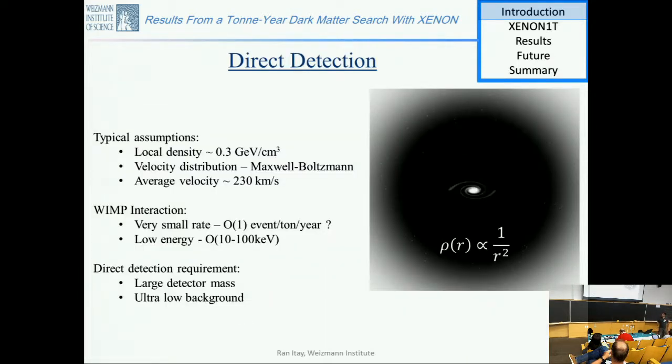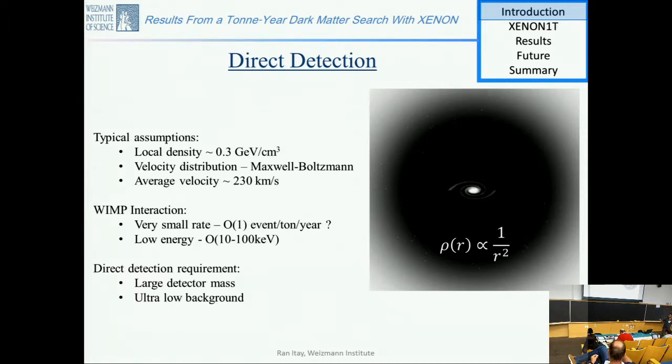So the typical assumptions are that our galaxy is embedded in a halo of dark matter with a density distribution that follows like 1 over r squared. The local density is 0.3 GeV per cubic centimeter. The velocity distribution follows a Maxwell-Boltzmann distribution with a cutoff at v-escape, with average velocity of 230 kilometers per second. Now, once you assume this, you immediately get that for a WIMP interaction, the interaction rate is very, very small, on the order of one event per tonne per year in a xenon detector. Not much more than that.